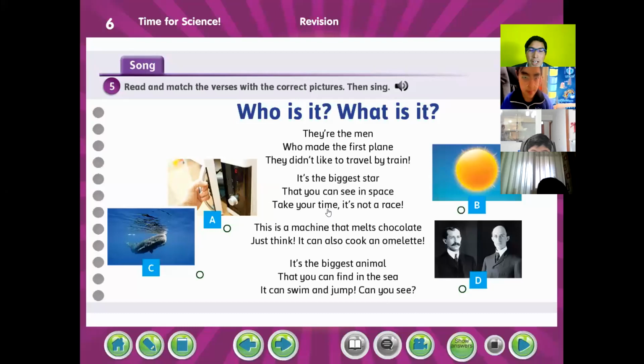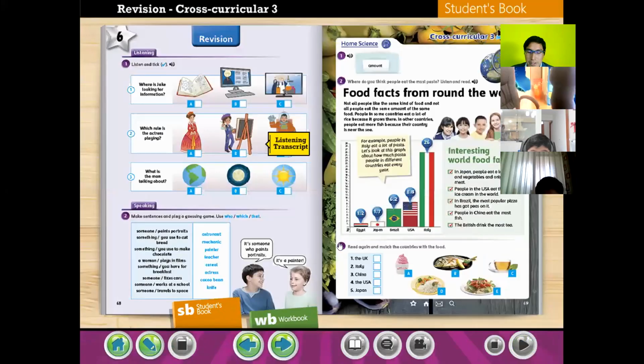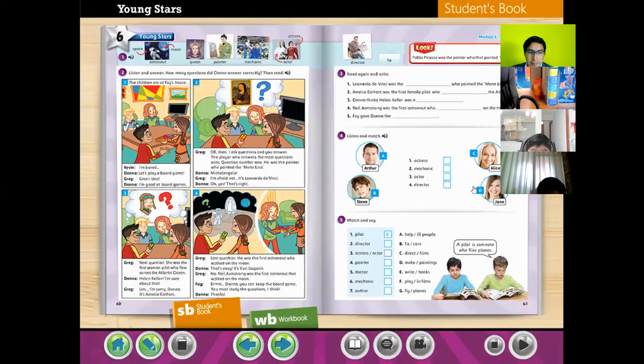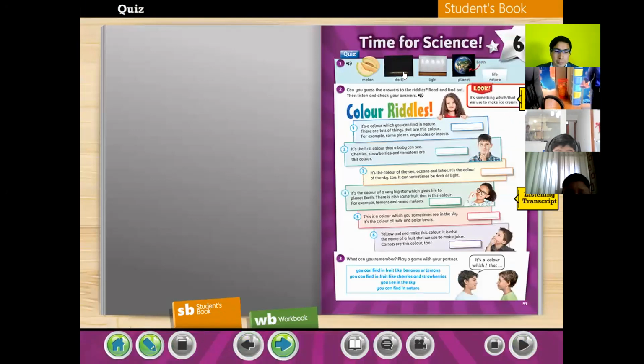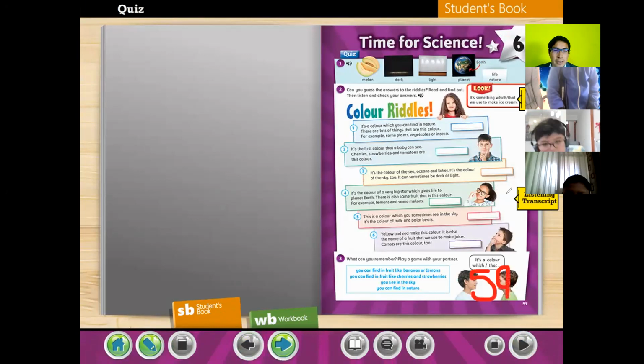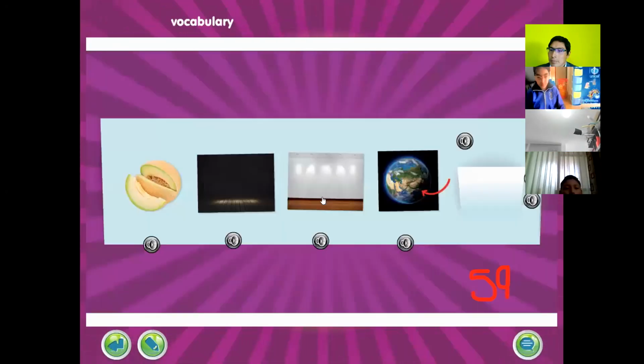Please open your Young Stars, the student book. Open, please, your Young Stars student book. Let's go to page 59 in your student books. Listen and repeat, okay? Repeat, please.